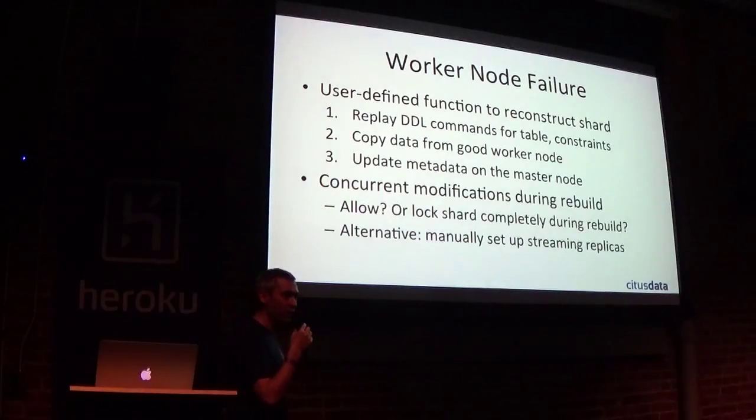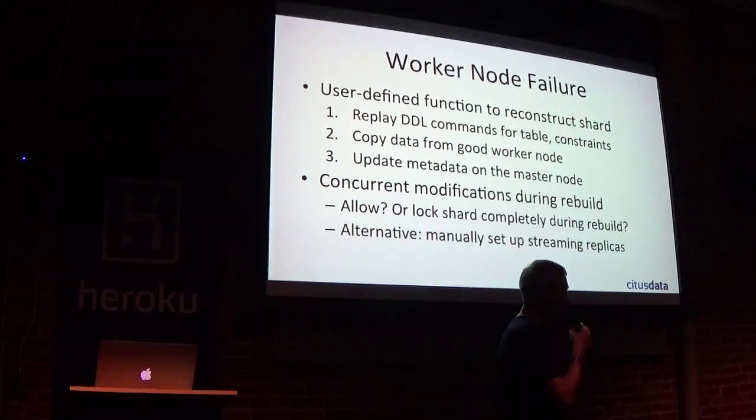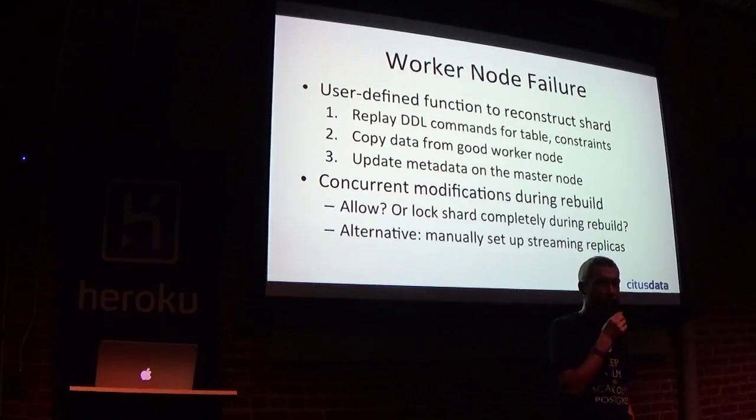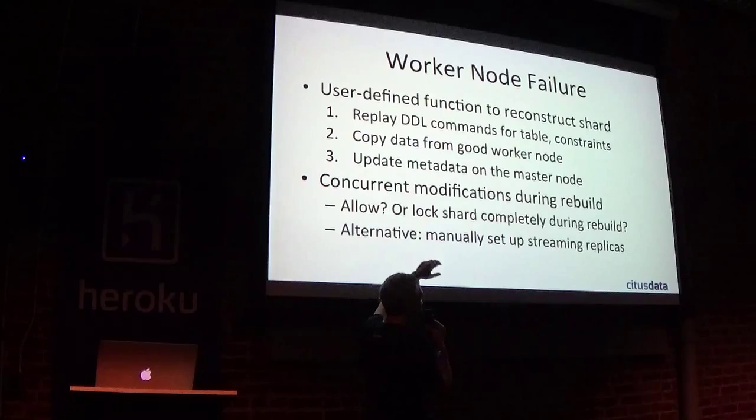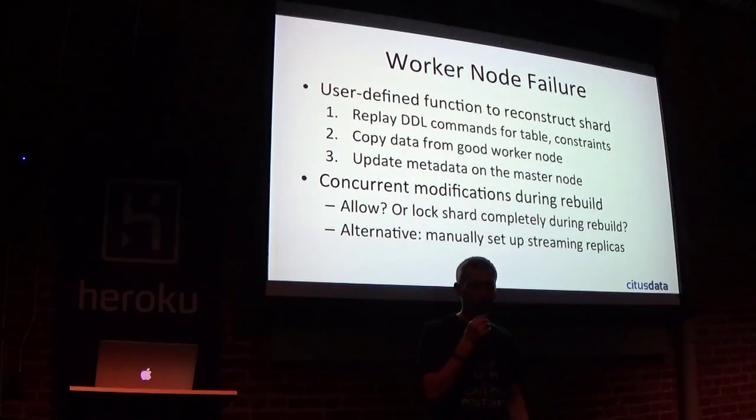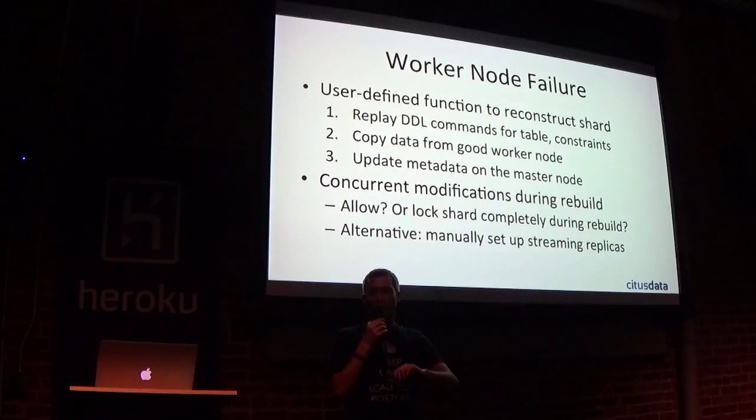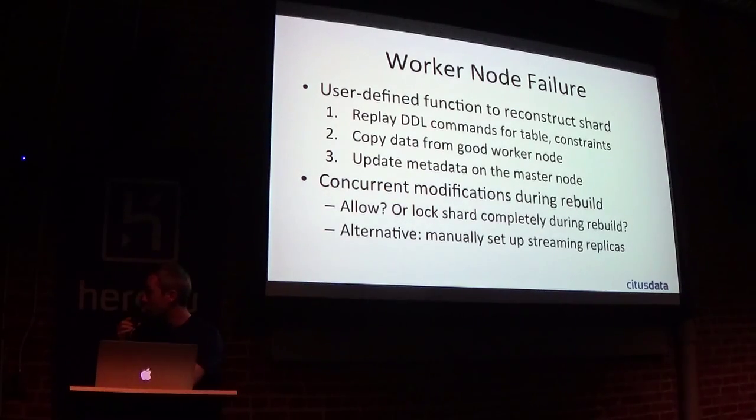Worker node data failures. This talks about the data, not the logic itself. What happens when you have a worker node failure? We follow the simplest approach. We have a user-defined function that reconstructs or repairs shards. So you call that user-defined function, and then it repairs your shards. There is a question of how we handle concurrent modifications during the rebuild phase. It depends on whether your inserts and updates are commutative or not. This is one area where we're looking for feedback, so come and talk to us after the talk about your workloads and the nature of your inserts and updates. With that, I'll hand it over to Jason.